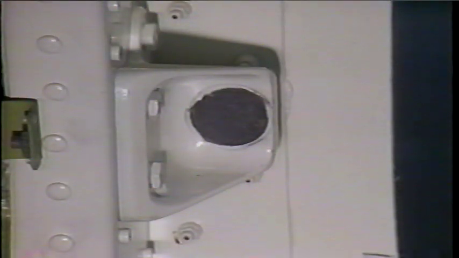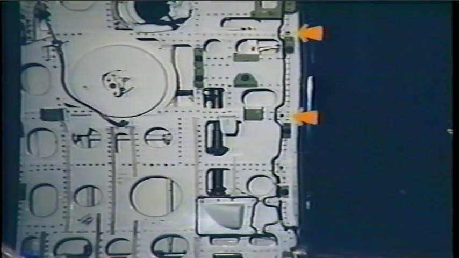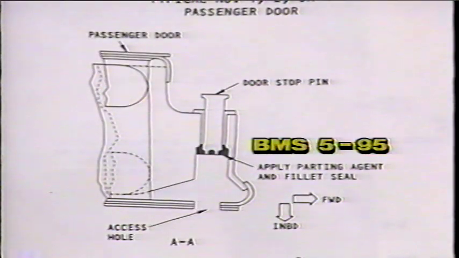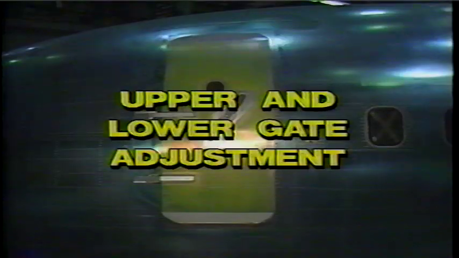Wipe the surfaces of all stop pins and stop pads to remove any modeling clay or other debris and lightly grease. Seal the stop pin holes on the forward stops at locations 3, 4, 5, and 6 with BMS 5-95 after final adjustment to prevent pressure leaks and noise. The next adjustment is to the upper and lower gates.